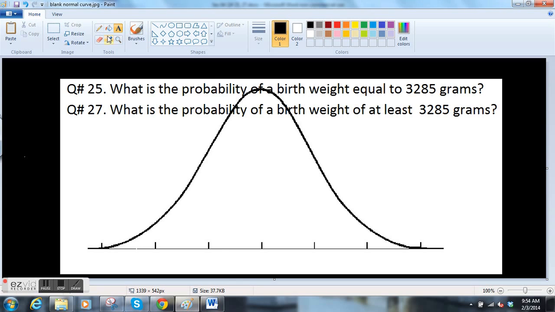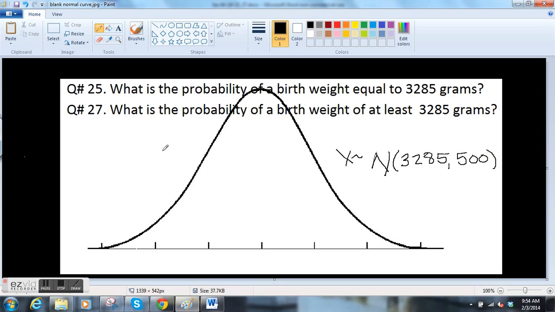So question 25. Let me get my pen up. What is the probability of a birth weight equal to 3285 grams? Okay, so here's our normal curve, right? I need a fatter line. So X is the baby weights. X is normally distributed with a mean of 3285 and a standard deviation of 500.